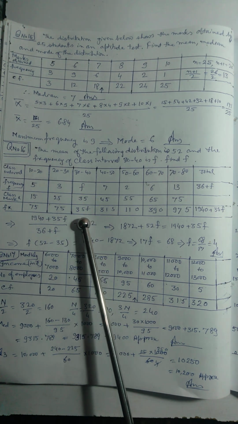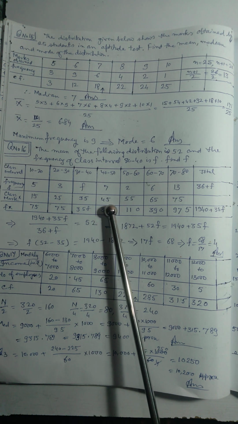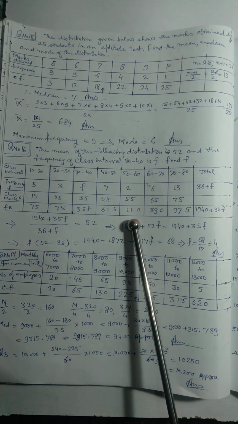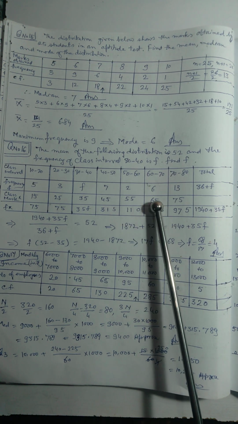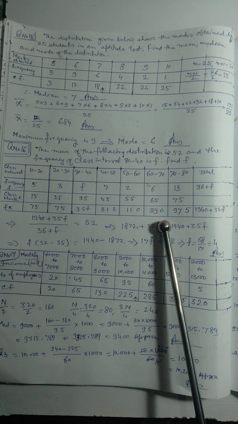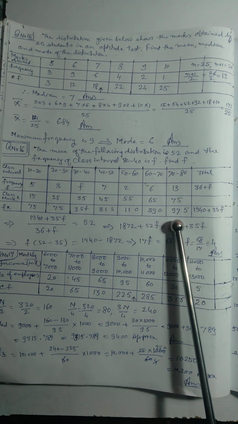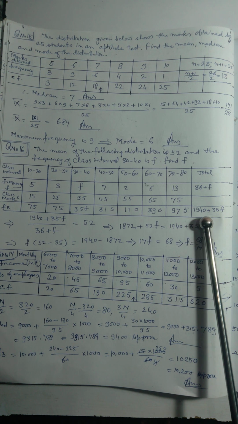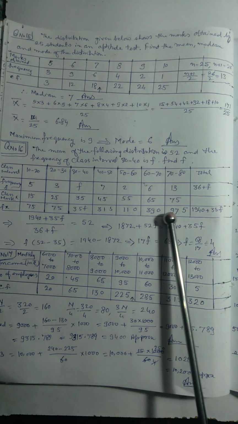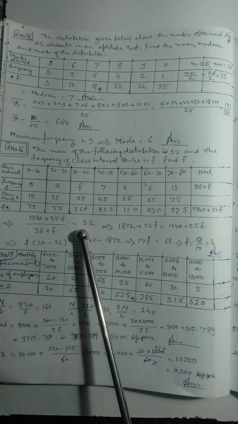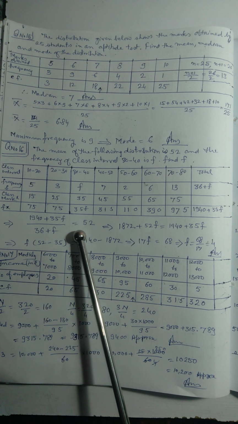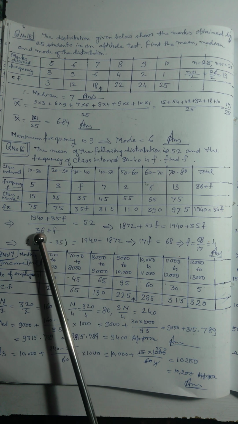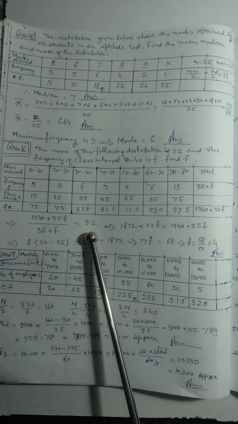35 into f, that is 35f. 45 into 7, that is 315. 55 into 2, that is 110. 65 into 6, that is 390. 75 into 13, that is 975. 1940 plus 35f. So once the mean is given, that is 52. So 1940 plus 35f divided by 36 plus f, that is 52.